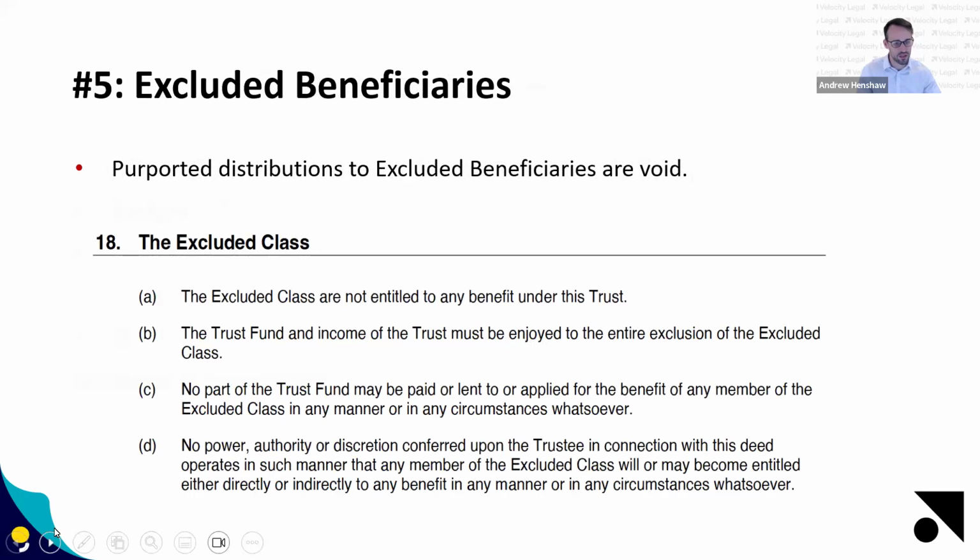Moving on to excluded beneficiaries. So just like in Benaroon, someone's not a beneficiary, or they are a beneficiary, but then there's a clause saying that they're excluded. They fit within the class, but then there's another clause saying, no, they're excluded. The distributions are void. And in a modern trust deed, what you might see is something like this extract. The excluded class aren't entitled to any benefit. They're excluded from anything. You can't pay any money, you can't lend anything, you can't exercise any power, variation, etc., in any possible way to benefit this excluded class.